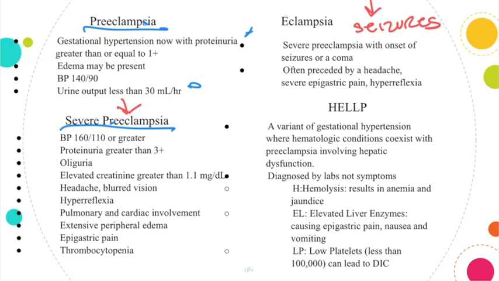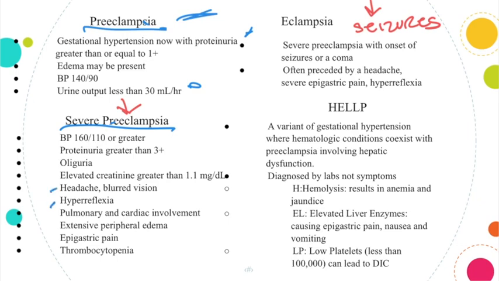Or we don't catch it, and now they're severely preeclamptic. So their pressures are higher. Look, 160 over 110. We're now spilling 3+ protein or greater in the urine. Our urine output is minimal. We're having elevations in our creatinine. Now your patient is symptomatic. Up here, they're not symptomatic, except for the edema, but they're not really experiencing problems. But here we have a headache and blurred vision.